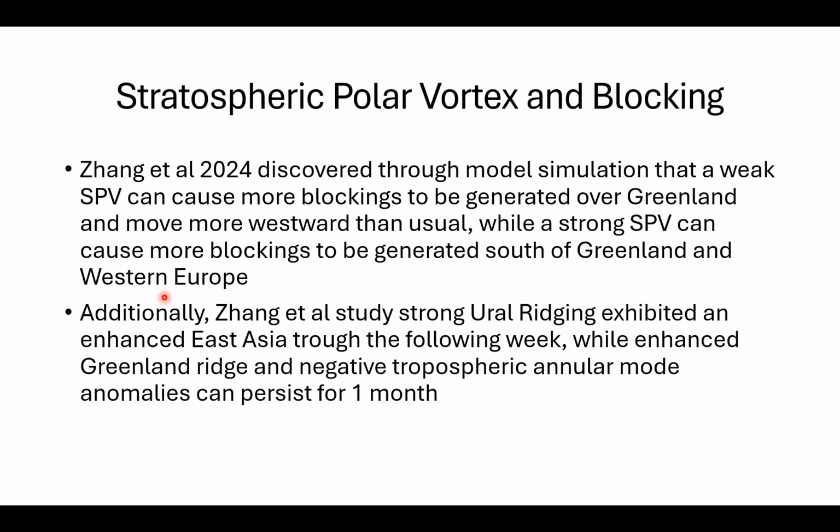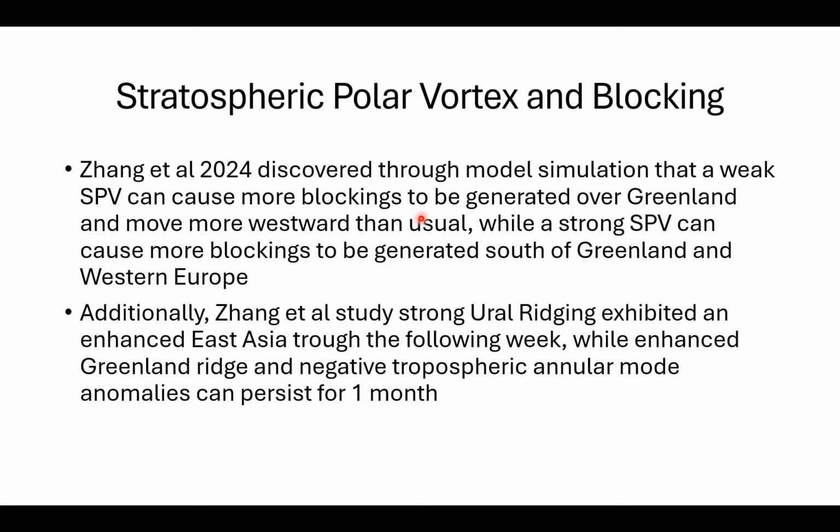Now, Zhang et al. 2024 did some model simulation in their research paper. They discovered that model simulation showed a weak stratospheric polar vortex could cause more blockings to be generated over the Greenland area and move more westward than usual, while a stronger stratospheric polar vortex can cause more blockings to be generated south of Greenland and across Western Europe.